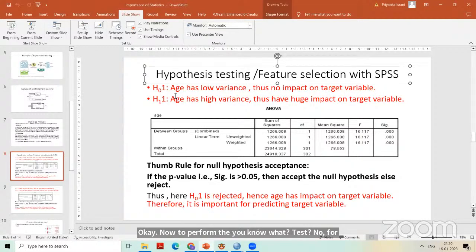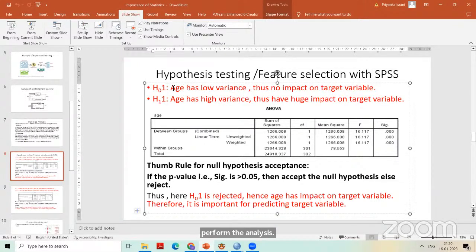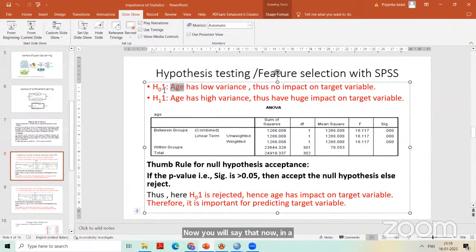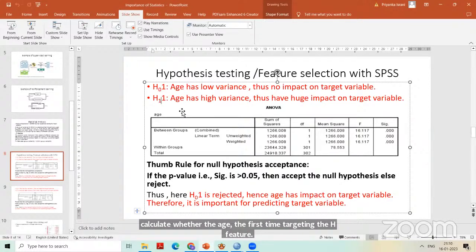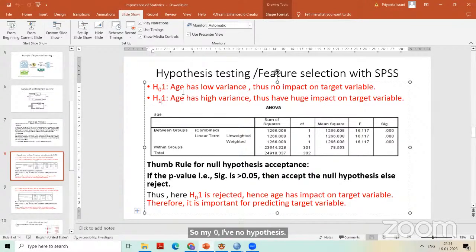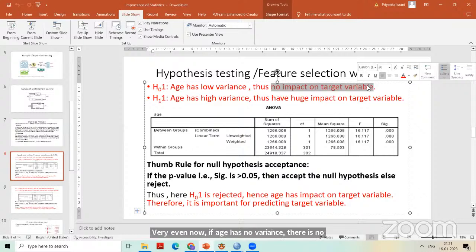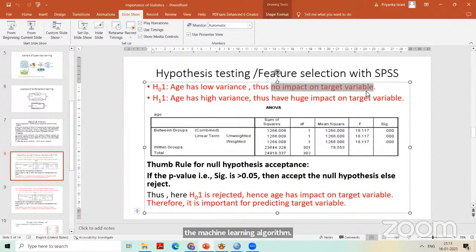Now here, in ANOVA, we want to calculate whether the age... First I'm targeting the age feature. This is my null hypothesis, and this is my alternate hypothesis. My null hypothesis is that age has low variance, so there's no impact on the target variable. Now, if age has low variation, then it is of no use to the machine learning algorithm for predicting the target variable.